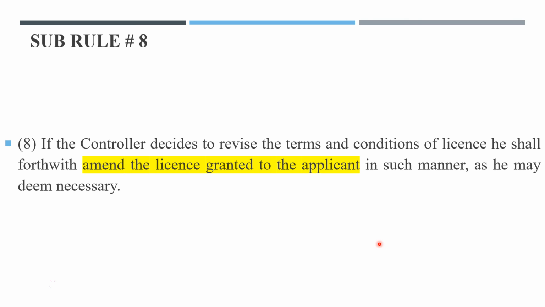Then he shall forthwith amend the license. Then what he will do? He will amend the license granted to the applicant in such manner as he may deem necessary. That means whatever he thinks fit as per the situation, in that way he amends the license granted to the applicant. That means he can revise the terms and conditions of the license in the way which he thinks fit, or which he thinks is necessary for the specific situation or condition.